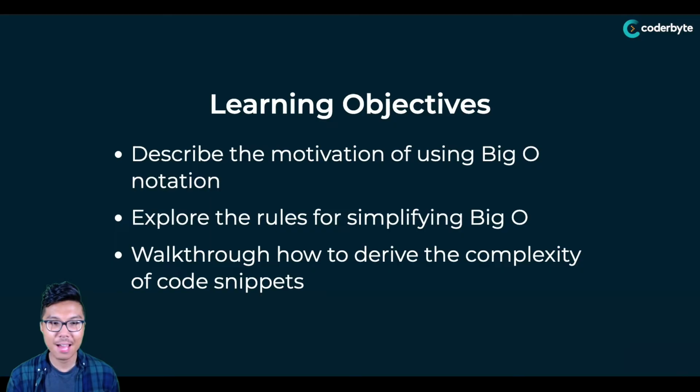There are a few goals I have for us in this lesson. The first thing I want to do is describe the motivation behind Big O. Why do we bother learning it, and how do we actually use it in the real world? Also, I want us to explore the rules for simplifying Big O. This is something you're going to have to do a lot in your technical interviews. And finally, I want to step through some practical examples about how we can derive the time and space complexity of some given code snippets. All right, so let's jump right in.